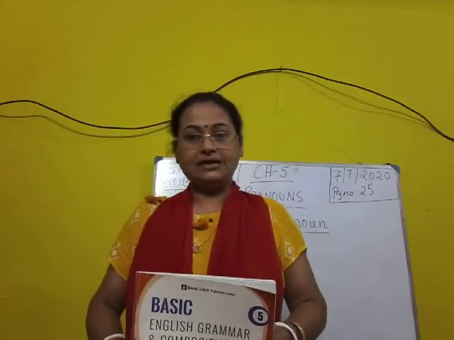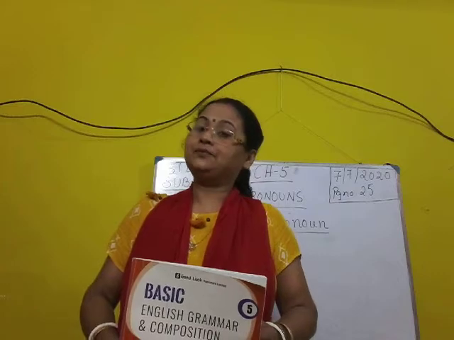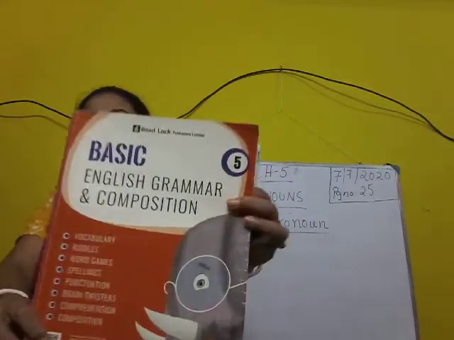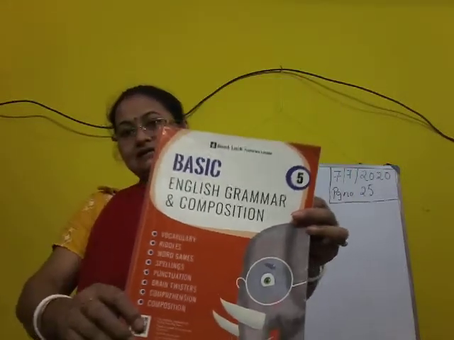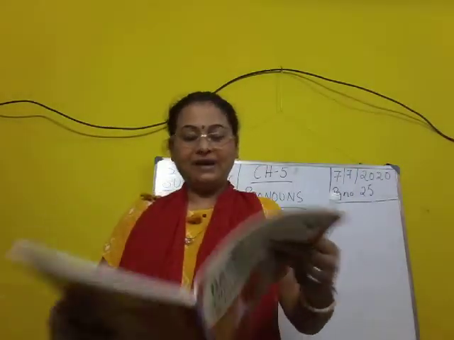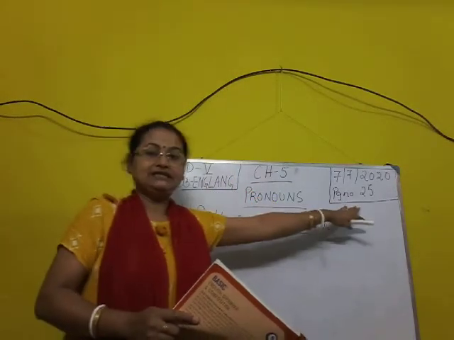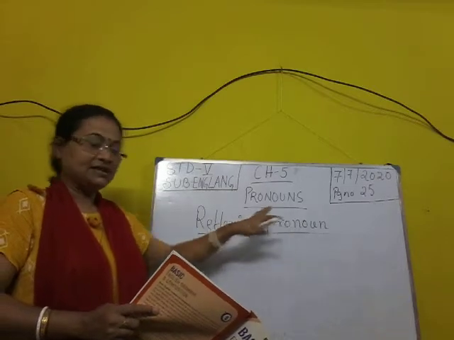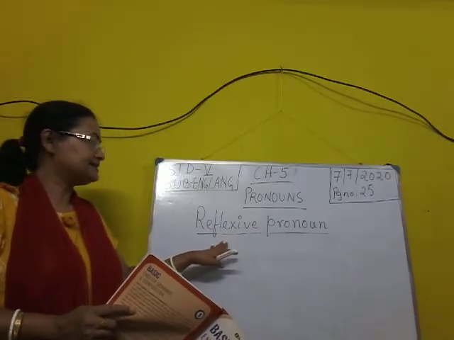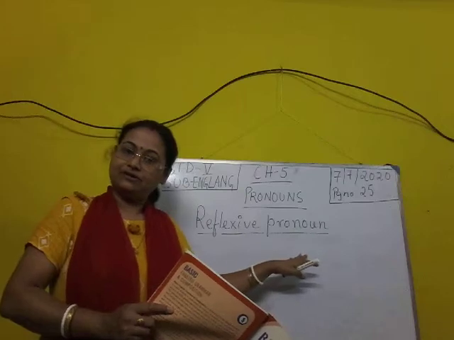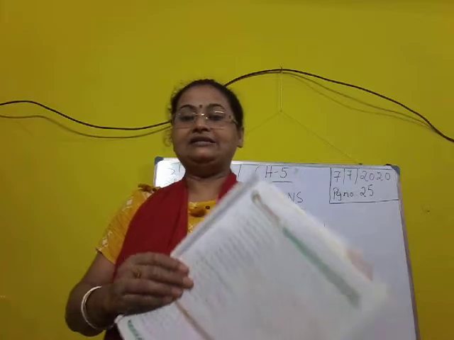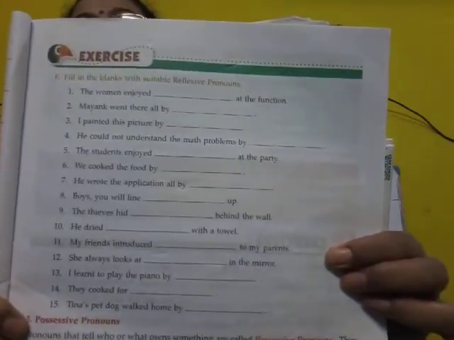Now today we will start with our chapter, pronouns. Chapter number 5. This is your book Basic English Grammar. So take out your book and open it at page number 25. This is chapter 5 and the name of the chapter is pronouns. In the previous class we were discussing reflexive pronouns, if you remember. As I have already explained what a reflexive pronoun is, today we will do this exercise.